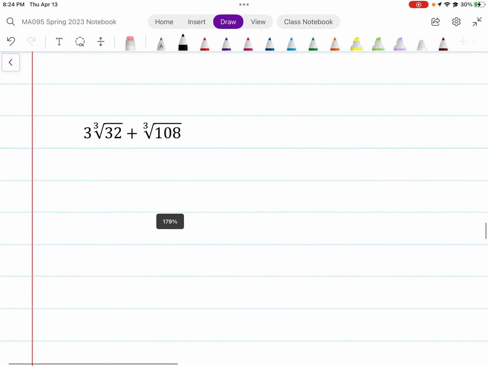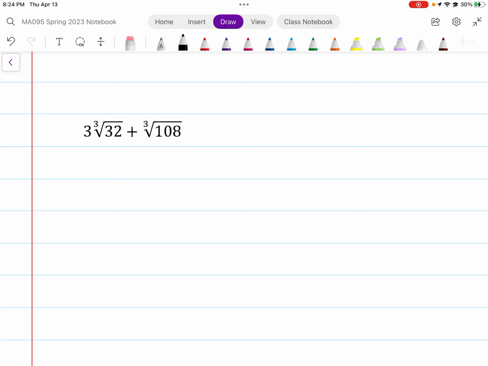So let's do this one first. And these are cube roots. So we're going to do the same thing we were doing up above with cube roots. Pause the video, give it a try. All right, so this 3 is out front. I'm going to write it in orange just so we remember that it goes out front. And I'm going to leave a little space so I can work with this 32.